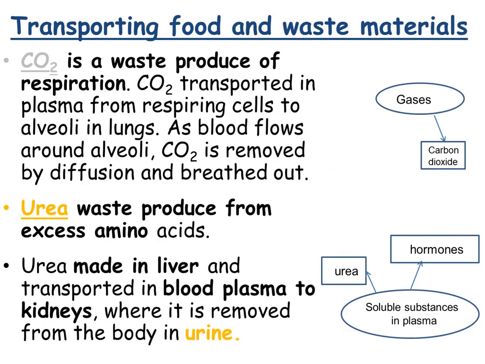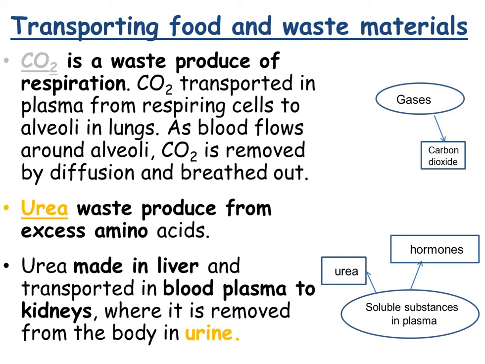But the other function of plasma is to transport the waste materials. So carbon dioxide is a waste gas which is produced during respiration, and then carbon dioxide is transported in the plasma from respiring cells to alveoli in the lungs. And then as the blood flows around the alveoli, the carbon dioxide is removed by diffusion and then breathed out.